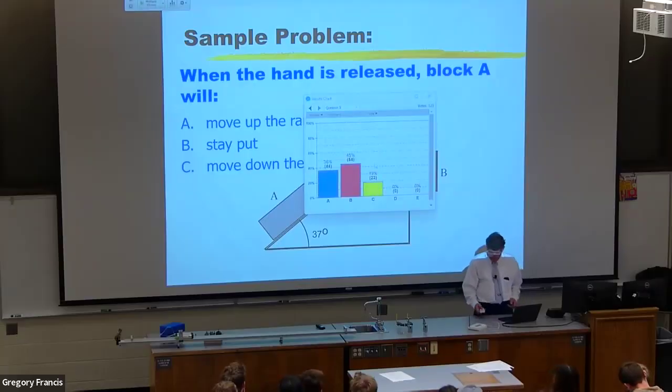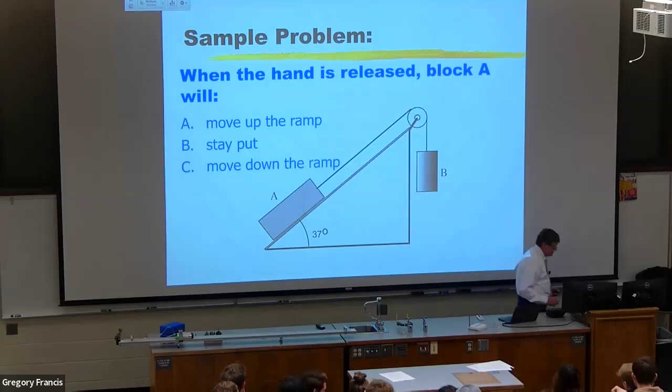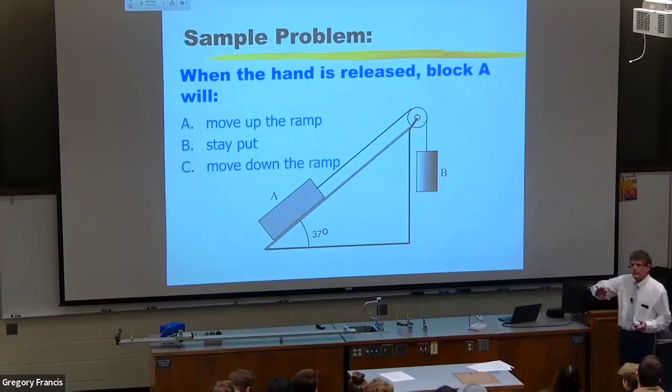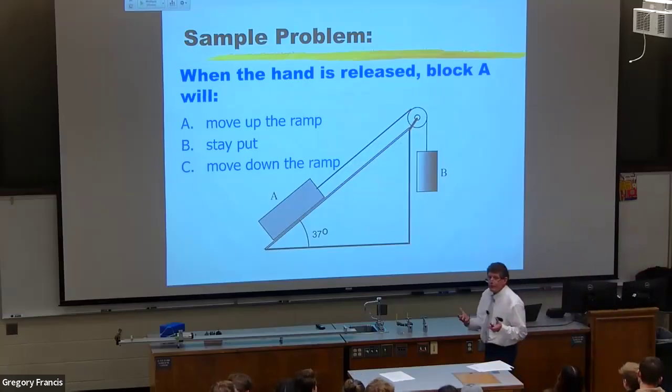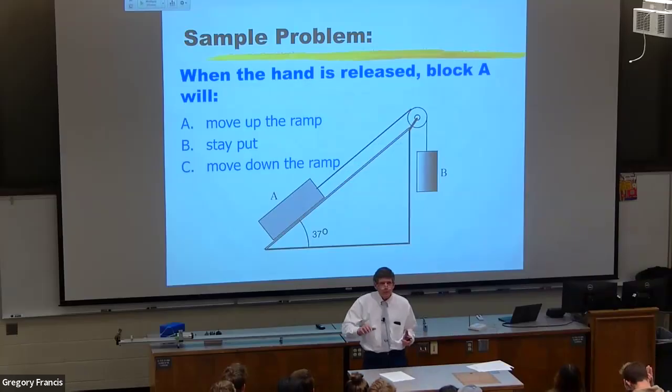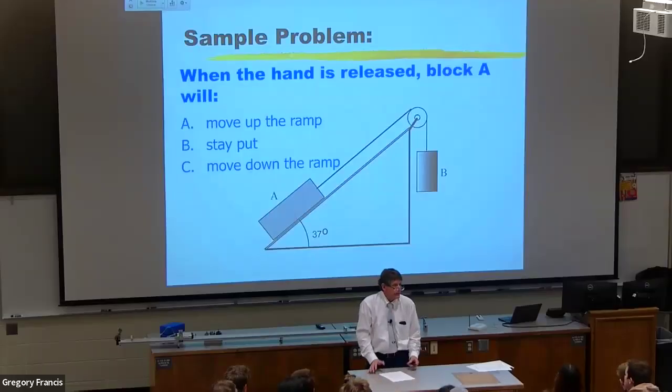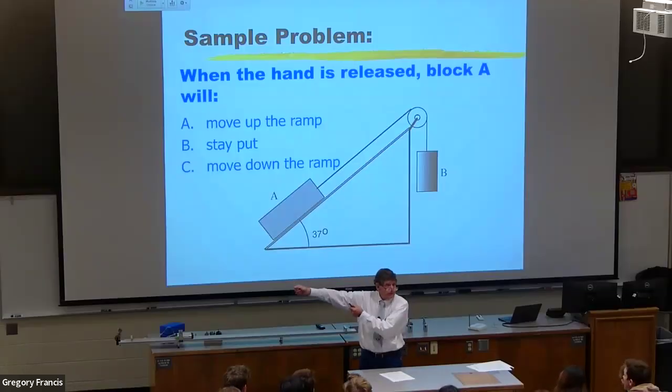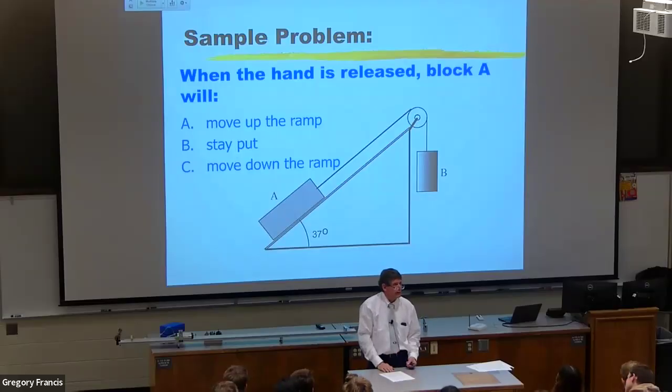Okay, we're all over the map, but the answer is B, stay put. Why? Well, if it's going at constant velocity, zero acceleration, my free body diagrams are balanced. When the hand lets go, I go back to those free body diagrams where everything's balanced. Now, zero acceleration can mean 5 miles an hour up the ramp, but it's a constant 5 miles an hour. Or it can mean stop, and it stays stopped. Those are both zero acceleration, okay? And my free body diagram would be balanced in both cases.